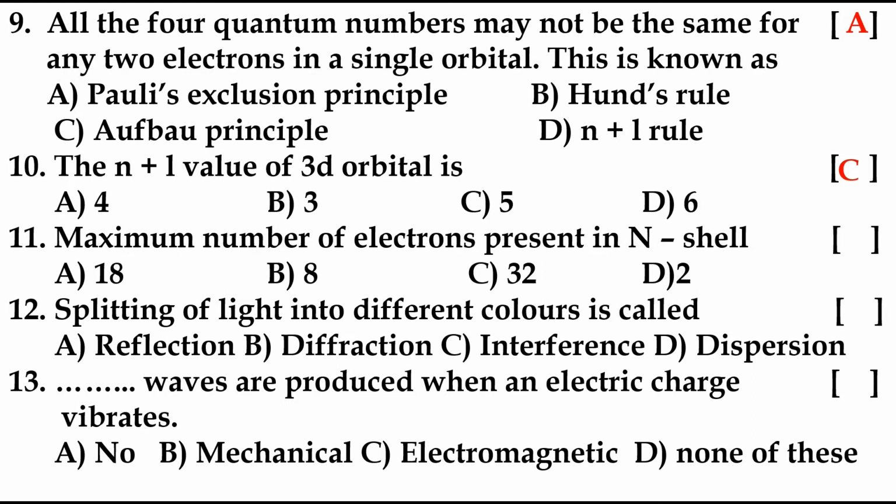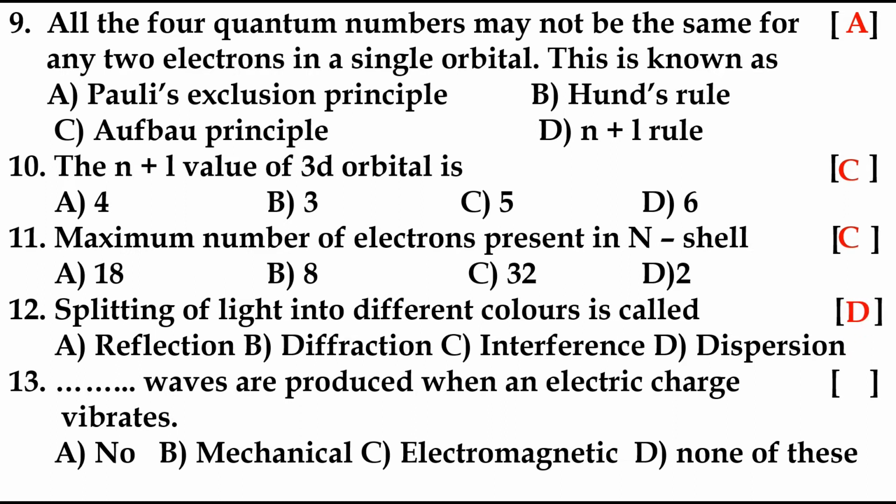11. Maximum number of electrons present in n shell is dash. A, 18. B, 8. C, 32. D, 2. Answer is option C, 32. 12. Splitting of light into different colors is called dash. A, reflection. B, diffraction. C, interference. D, dispersion. Answer is option D, dispersion.